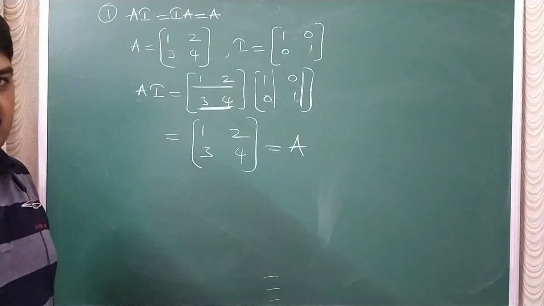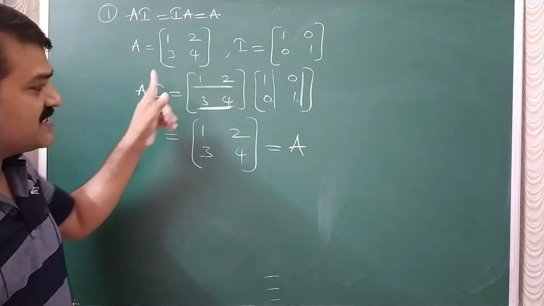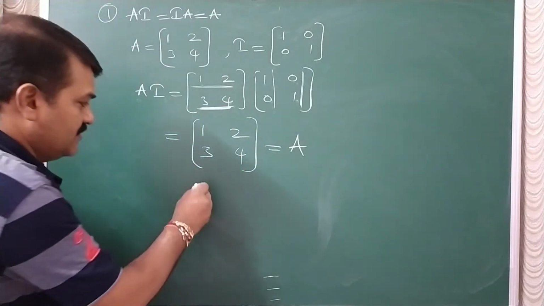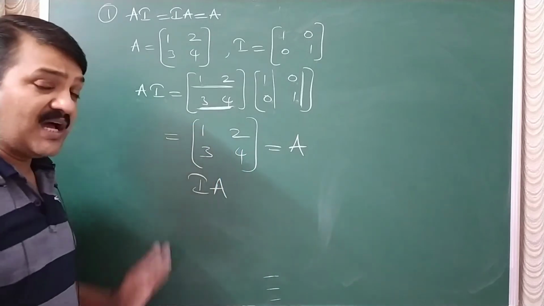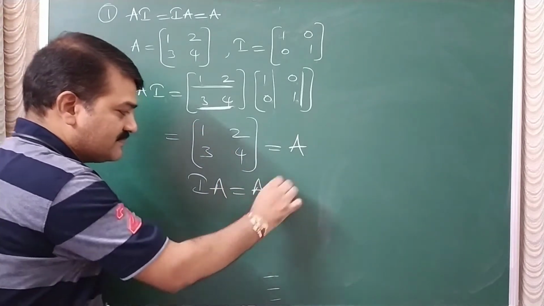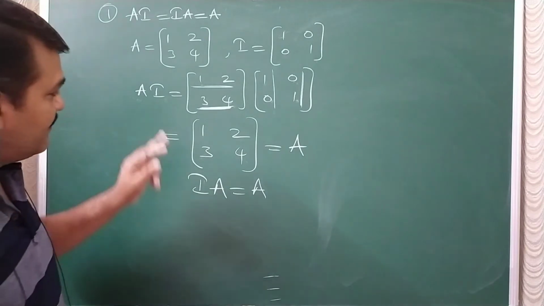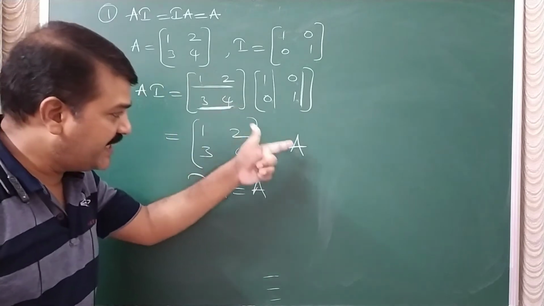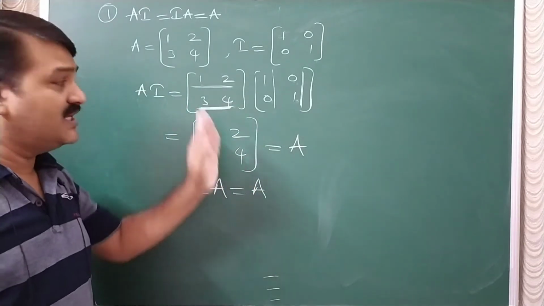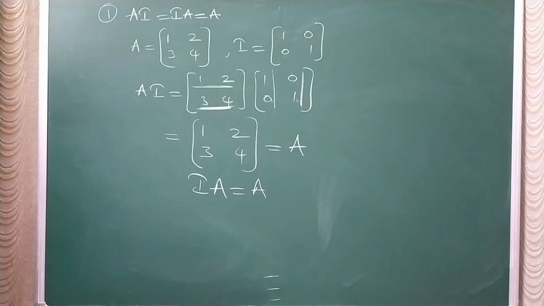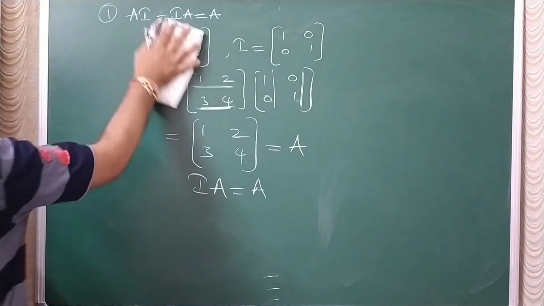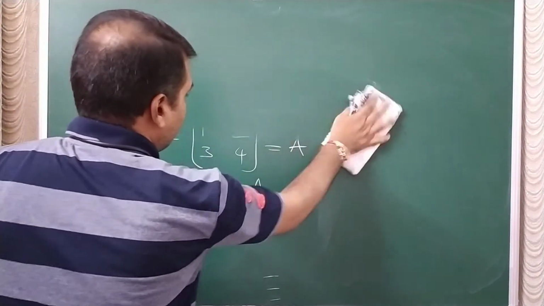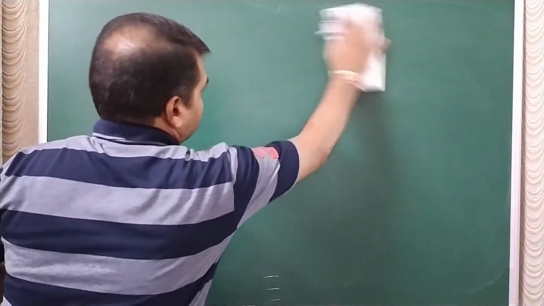So that is what you have to remember. Any matrix into unit matrix will be itself. Similarly, you can also see that I into A is also A only. There is no difference. So any matrix into unit matrix will be itself. A into I will be A only. I into A will be A only. This is the first property. Okay, when you are concerned with multiplication of matrices, this rule you have to remember. Okay. Now, let us see another property.